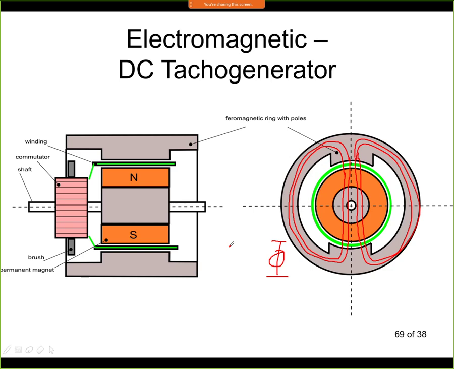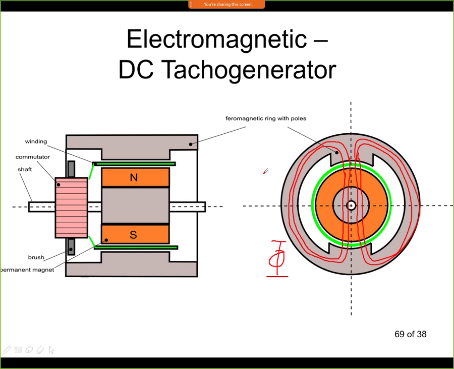Now in the case of a DC tachogenerator, this magnetic field is created with a permanent magnet. So here we can see the North Pole and the South Pole. This is a cylindrical permanent magnet, which looks like this. This is a cylinder, and it's polarized in such a way that one half of it, let's say the part on top, is the North Pole, and the part on the bottom is the South Pole.